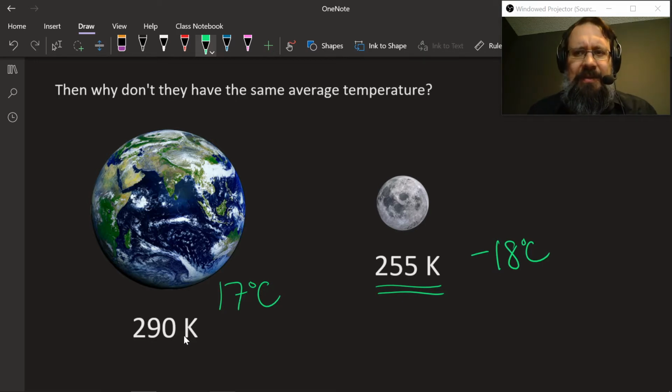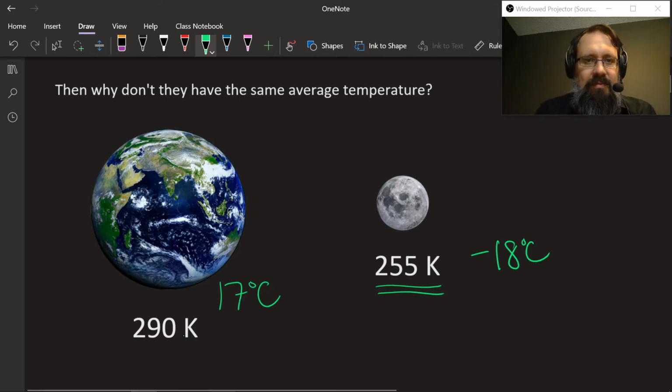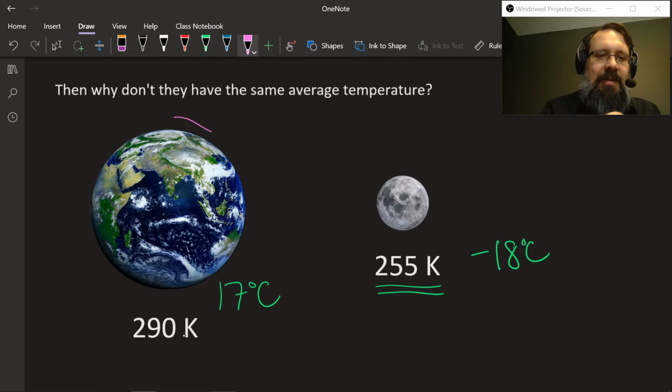What are your thoughts on this, you guys? We have the same energy source from the sun. We're the same distance away from it, Earth and moon. Why is the Earth warmer than the moon? Because the moon doesn't have an atmosphere? Yeah, that's exactly right. The moon has no atmosphere, but the Earth does.